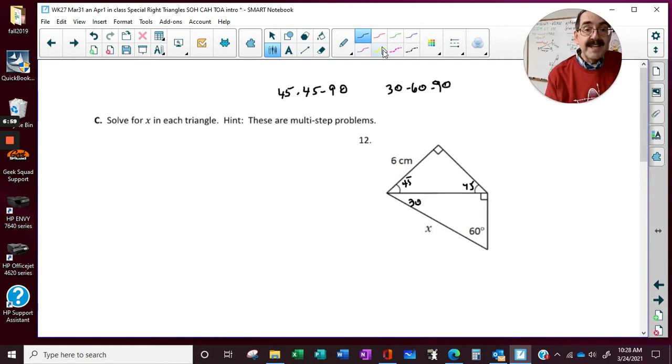Now, in order to get here, we need more information. We're going to need this long leg here. We got to get to there. Well, we have a 6 and a 6. So what is the hypotenuse of this one? How do I go from the legs to the hypotenuse in a 45, 45, 90?